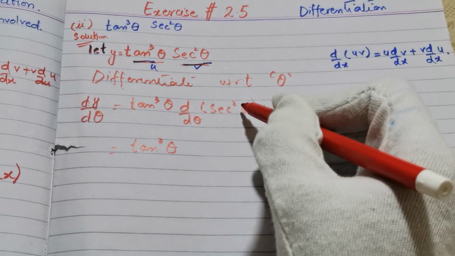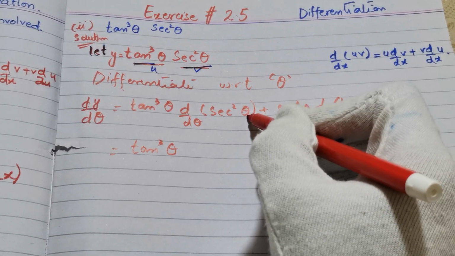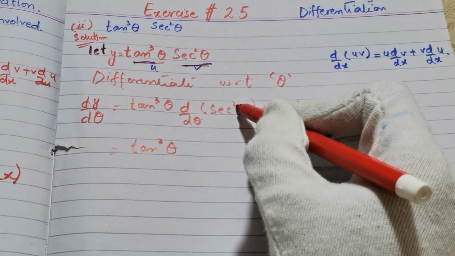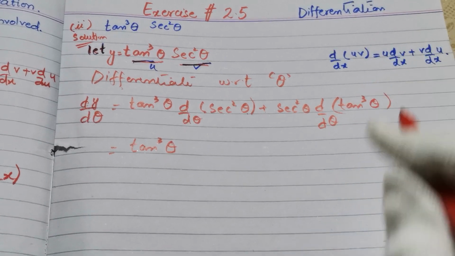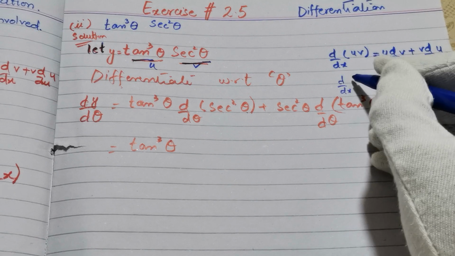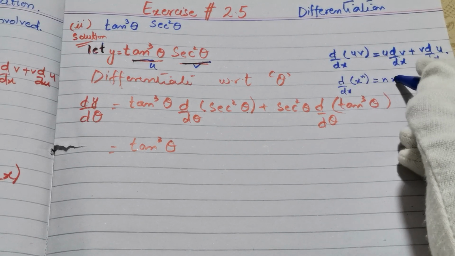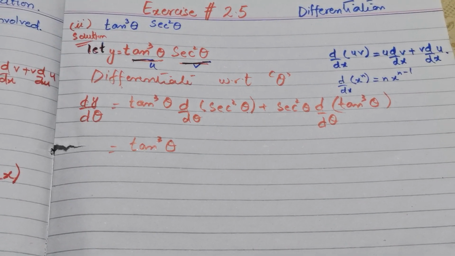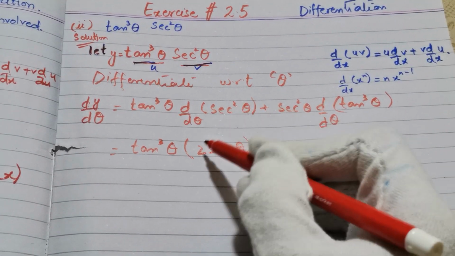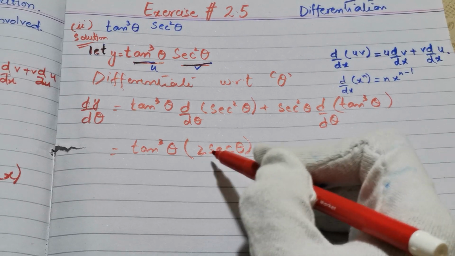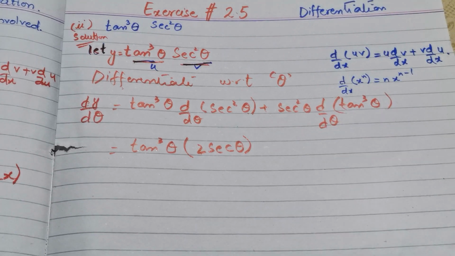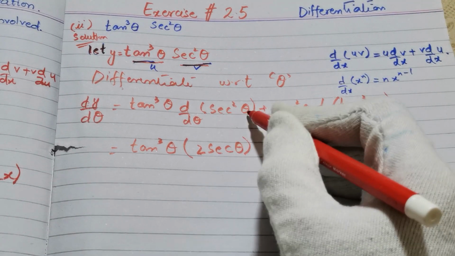Now the derivative of secant square theta. Here this is not a simple secant theta, so first of all we will apply the power rule. The derivative of any power of a variable is n x to the n minus 1. So here n is 2, secant theta is x, and x to the 2 minus 1 becomes 1, and then the derivative of secant theta.